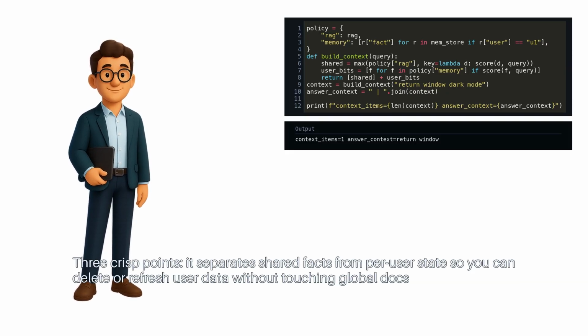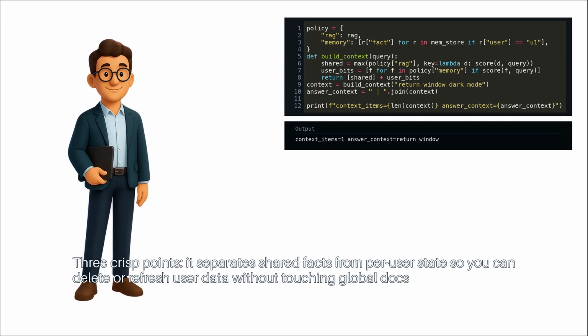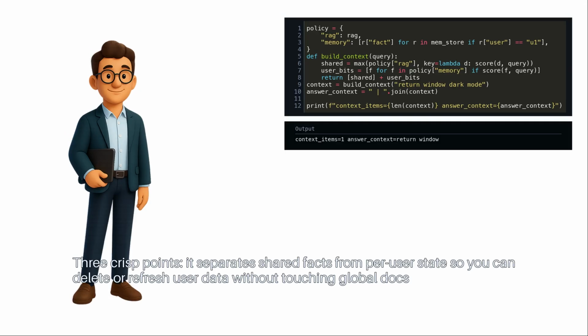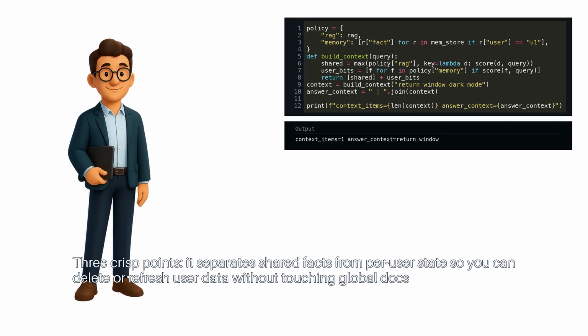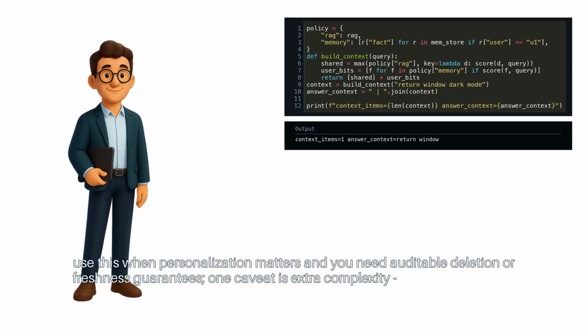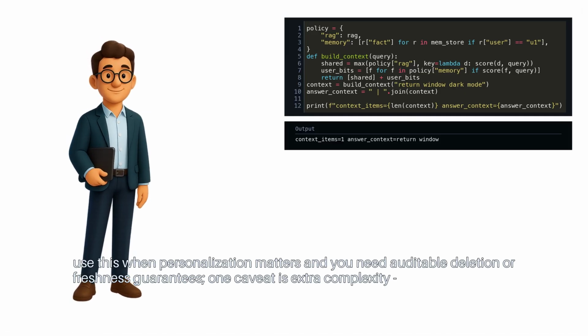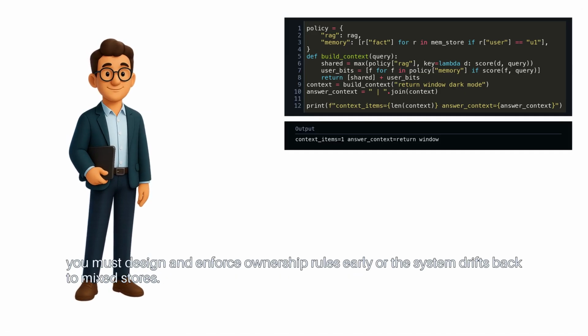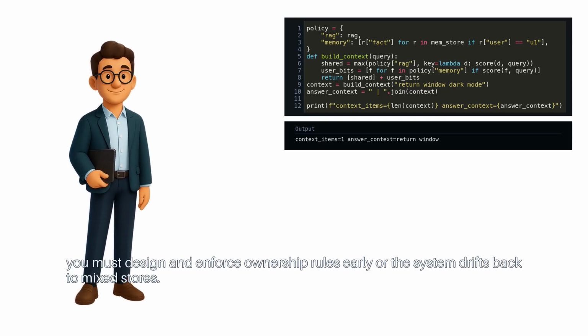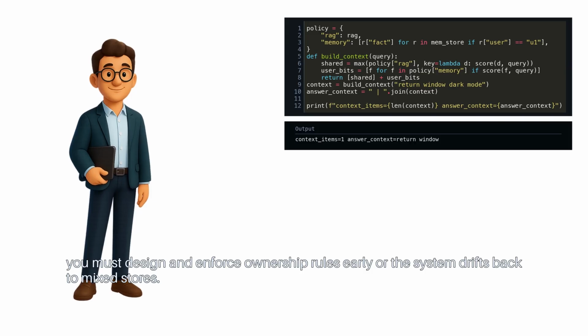Three crisp points. It separates shared facts from per user state, so you can delete or refresh user data without touching global docs. Use this when personalization matters, and you need auditable deletion or freshness guarantees. One caveat is extra complexity. You must design and enforce ownership rules early, or the system drifts back to mixed stores.